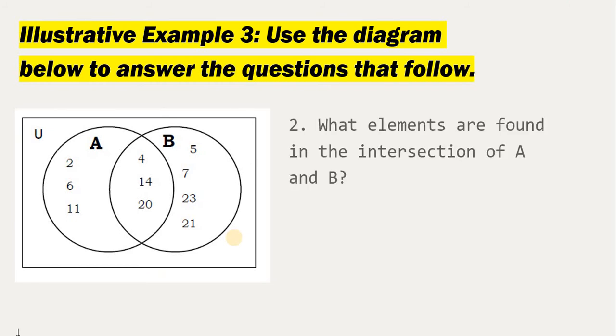Example, ayan. So, using the same Venn diagram, what elements are found in the intersection of A and B? Ay, ano daw yung common sa set A and set B? Ito yung kabuuan ng set A. Ayan. At ito yung kabuuan ng set B. Ano yung common na elements sa kanilang dalawa? So, those will be the 4, 14, and 20. So, ganito natin siya isusulat. A intersection B is equal to set, ayan, yung open and close na braces, 4, 14, and 20.